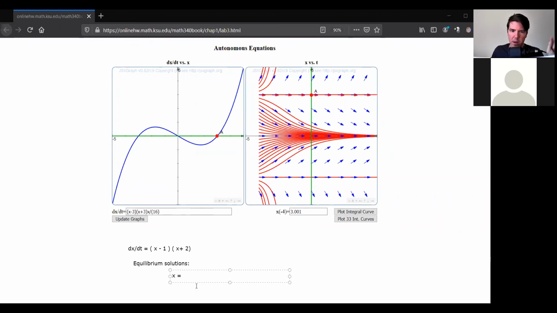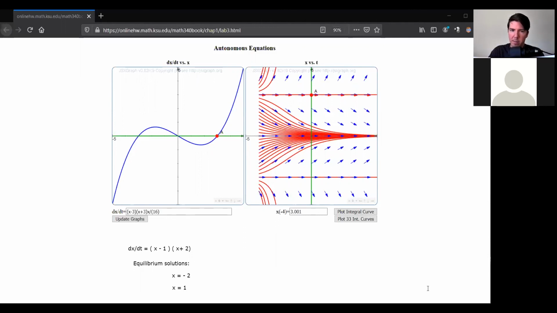So now, indeed, one of them will be x is equal to negative 2. Another one of them will be x is equal to 1. I'll move this over so it looks all nice. Now, without actually plotting this, and of course you could go ahead and plot it in the applet, the bigger deal would be to say, without plotting it in the applet, what would you say is the stability of x is equal to negative 2?